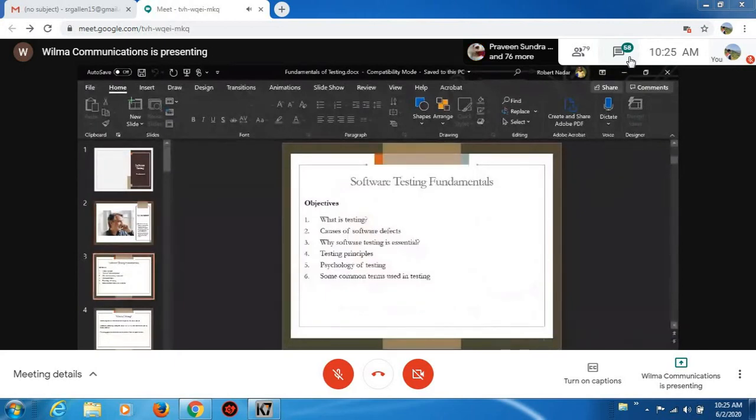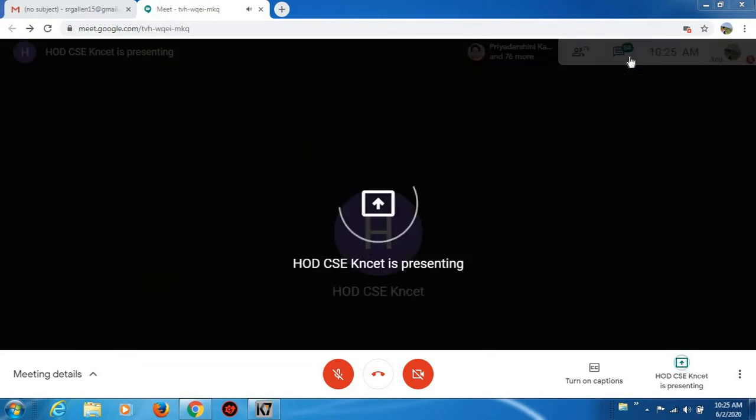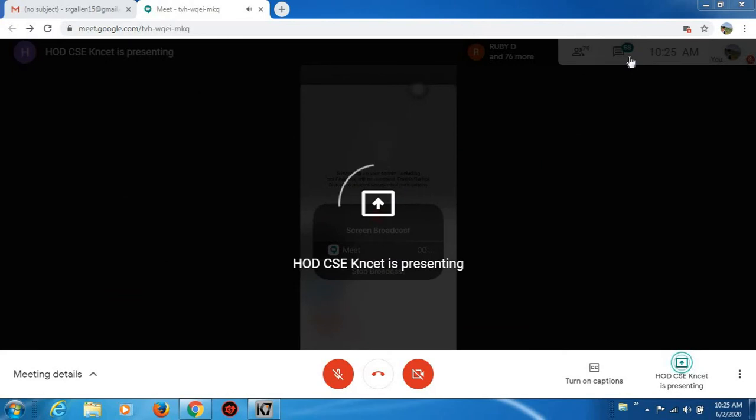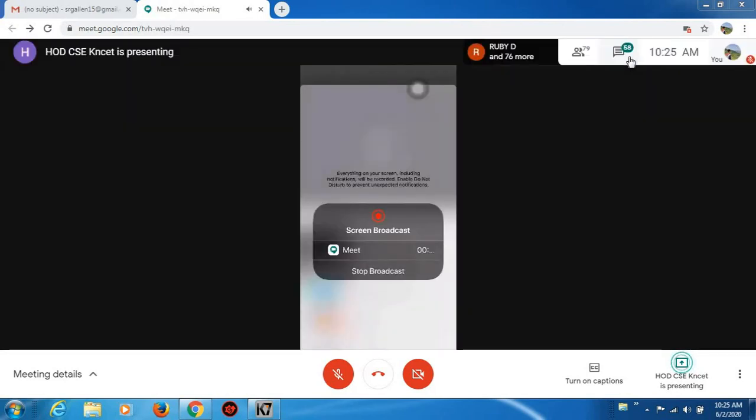Okay, so what is testing? What is a software defect? Why is software testing essential? What different software testing principles are available? And what exactly is the meaning of quality and how is quality related to software testing? So these are the initial, basic introduction-level topics we are going to start with today. First we'll start with the definition of what is testing.